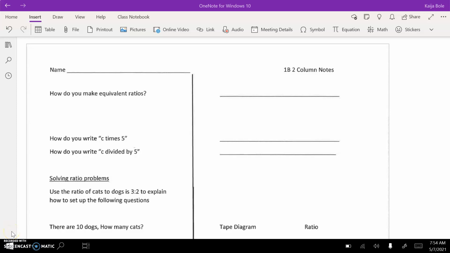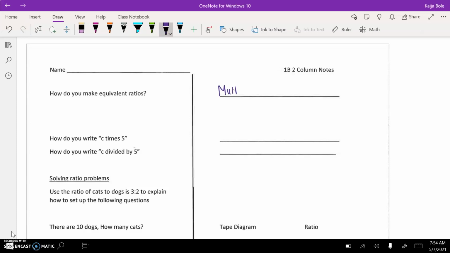Here we are on the 1B 2-column notes in our year-end review packet. And in this part of Unit 1, we're talking about equivalent ratios and tape diagrams. So how do you make equivalent ratios? You multiply both by the same number.